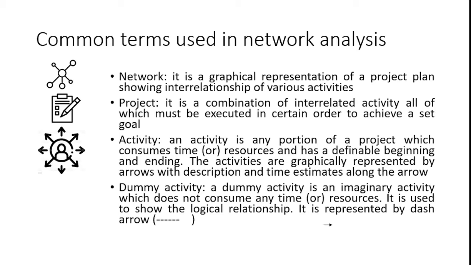The second important term is project. A project is a combination of interrelated activities, all of which must be executed in a certain order to achieve a set goal. The next important term is activity. An activity is any portion of a project which consumes time or resources and has a definable beginning and ending. Activities are graphically represented by arrows, with the description and time estimates along the arrow.